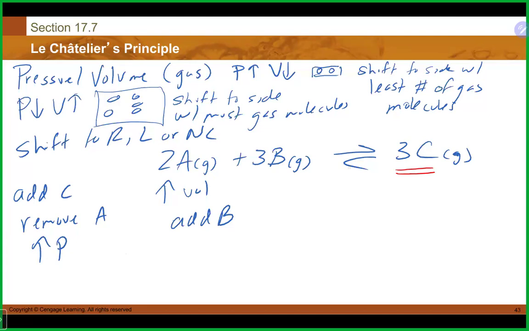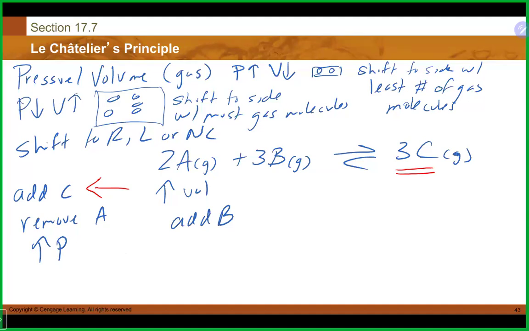So I'm going to add product side. That's going to cause it to shift away from the product side to the left-hand side. And again, the reason for this is when you add more C, you have more products than reactants. It's going to cause the reverse reaction to occur, and it's going to go to the left in this case.